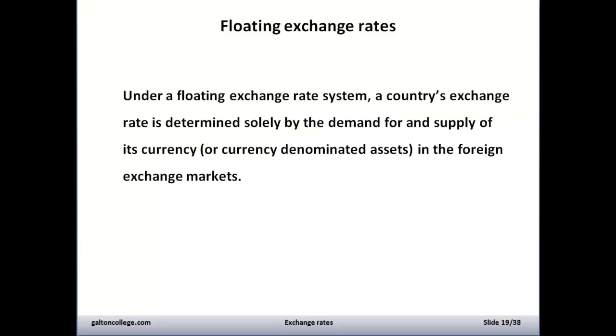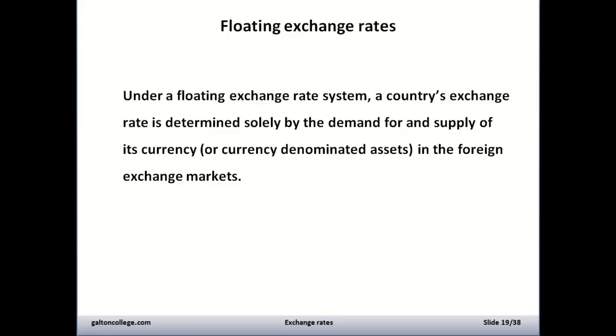Now, a floating exchange rate. Well, a floating exchange rate means that the value of the currency is determined solely by supply and demand of the currency. And the nice thing about the floating exchange rate is the government doesn't have to intervene to do anything.